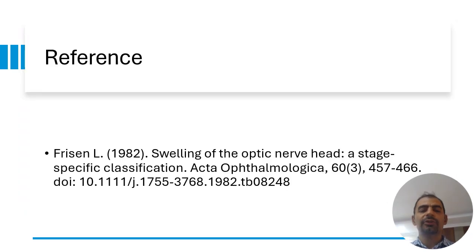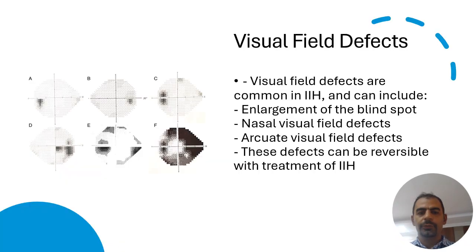This is a useful reference about the Frisén classification of papilledema. Another sign that may happen with papilledema and you need to be familiar with is the visual field defect. Visual field defects are common in idiopathic intracranial hypertension. This can include primarily enlargement of the blind spot. So as the disc starts to swell, the blind spot, which is a non-seeing part of the visual field, becomes progressively larger, like in those cases.